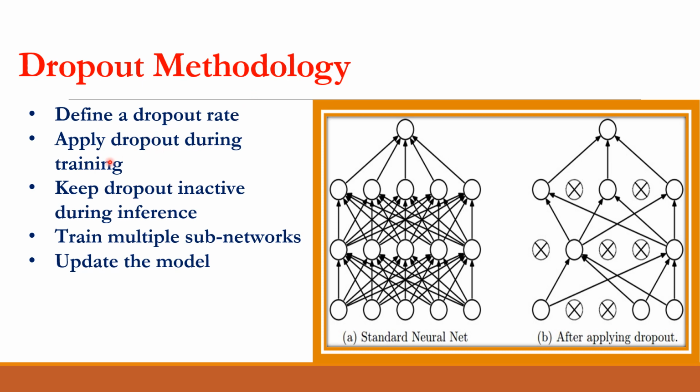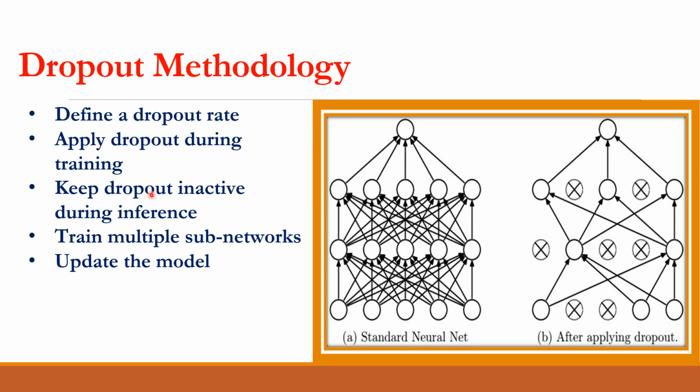Then, during each forward pass of the training process, a binary mask is generated for each neuron in the layer, with the values being either 1, that is keep the neuron, or 0, that is drop the neuron. This mask is generated randomly for each training iteration, creating a stochastic and diverse set of subnetworks. The dropout operation is applied element-wise to the output of the layer, effectively setting the dropped neuron outputs to 0.